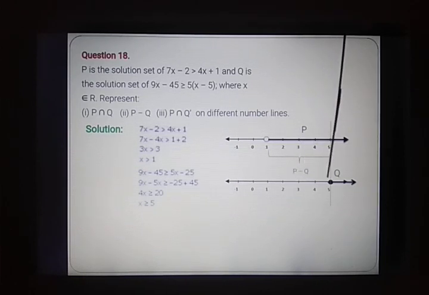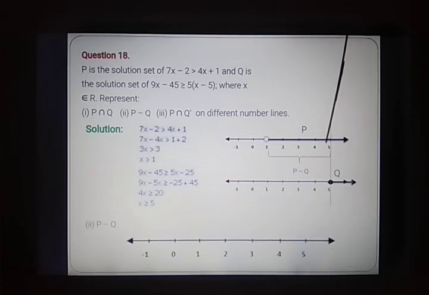Okay, and see, 5 is lying here because there's a dark circle at 5. So we have to exclude 5 from here, because 5 is already present in Q, so that's why I need to exclude 5 from here. So that's why my solution for this, that is P minus Q, can be represented in this way.